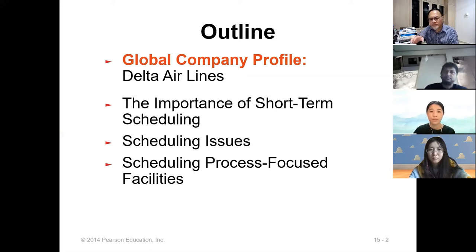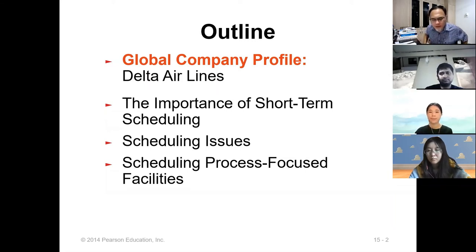Short-term scheduling means a few days of production, or a few weeks, so that we meet our demand and customer requests. Okay, so imagine all airlines, but today all airlines are on the ground because of COVID.